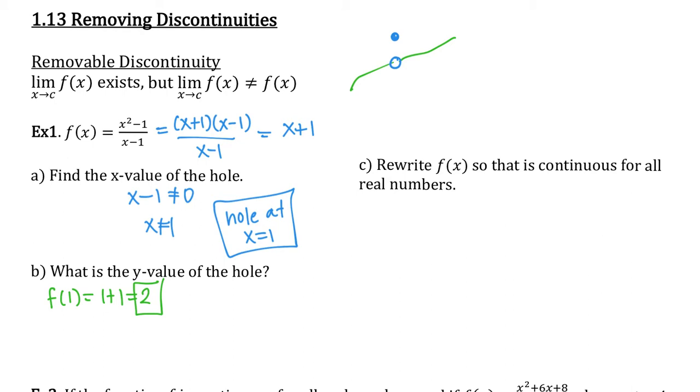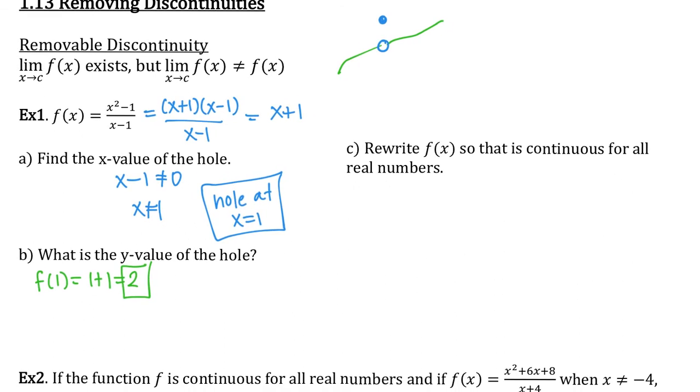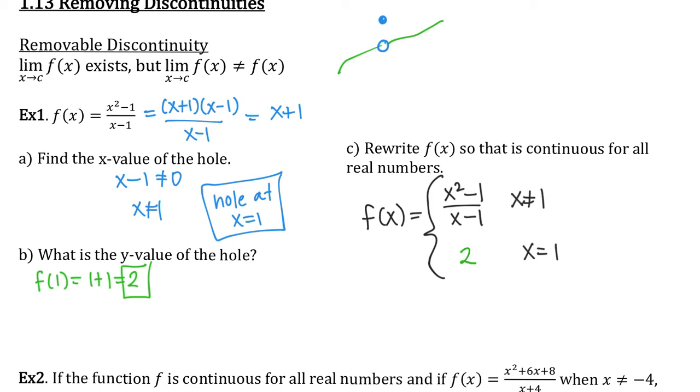Now I'm going to rewrite f of x so that it is continuous for all real numbers. I'm going to make it a piecewise defined function. Before, we had x squared minus 1 over x minus 1, but I am aware that x can't equal 1 because there's a hole there. So at x equals 1, what do I want the y value to equal? Well, I want the y value to equal 2, so I'm going to put a 2 here. Now I've rewritten the function so that it's now continuous.